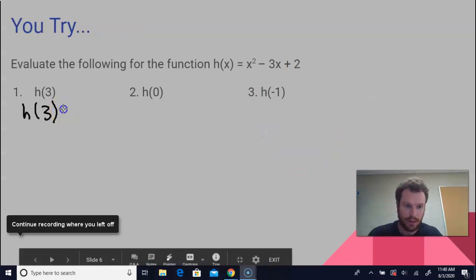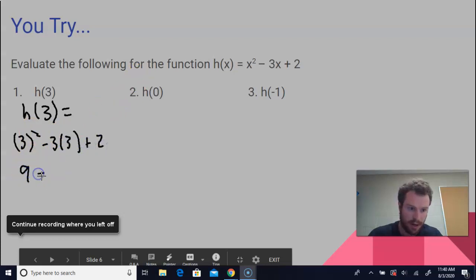h of 3, I'm substituting 3 in here. So I'm just going to work this below here. So 3 squared minus 3 times 3 plus 2. 3 squared is 9 minus 3 times 3 is 9 plus 2. These will cancel out. So h of 3, I'll write this up here. h of 3 equals 2. We're just left with 2.